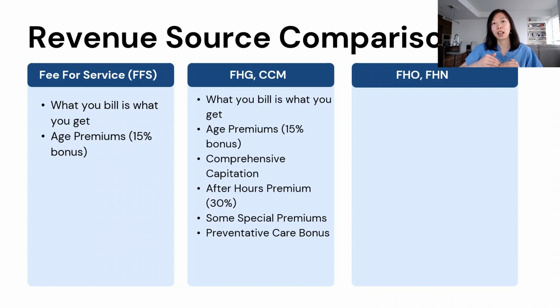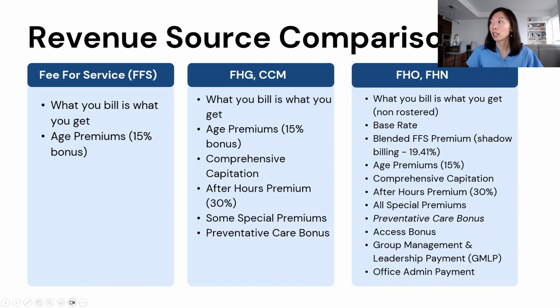Family health group is kind of one step up in terms of difficulty, right? It's similar to fee-for-service, but you also get something called a comprehensive capitation. You have the after-hours premium, which we'll touch on in today's lecture, as well as some special premiums and preventative care bonuses. And finally, as you can see here, if you plan to work in a family health organization, the billing becomes much more complex. That's why, in the interest of time, I had a separate lecture video that I've linked earlier about that. So you can definitely see there are many different components of FHO billing.